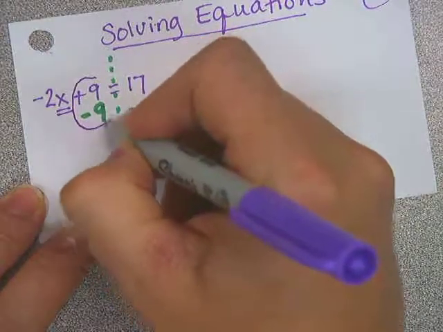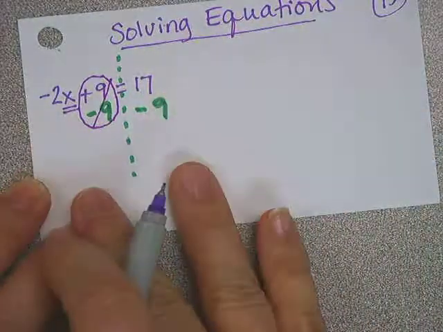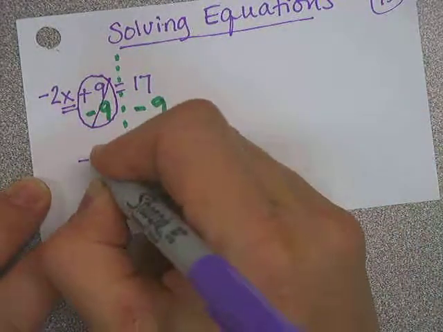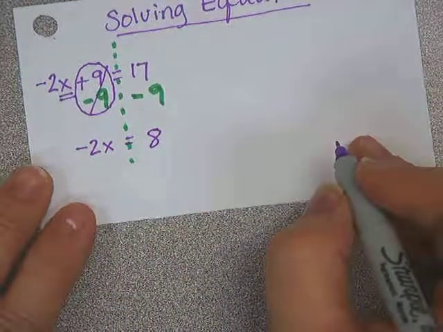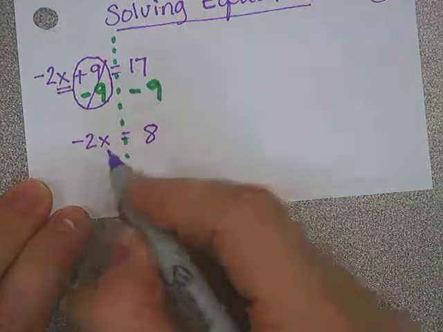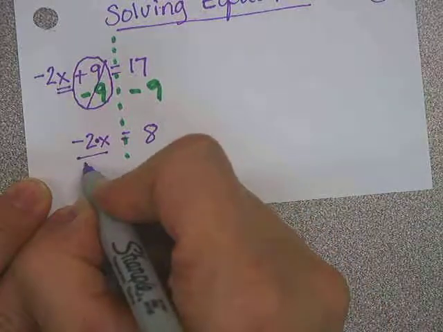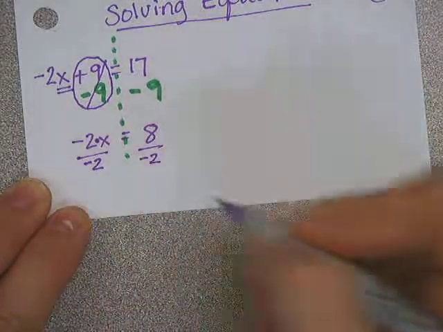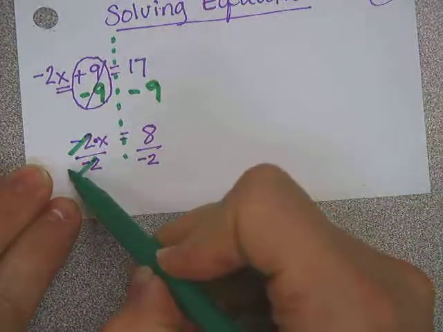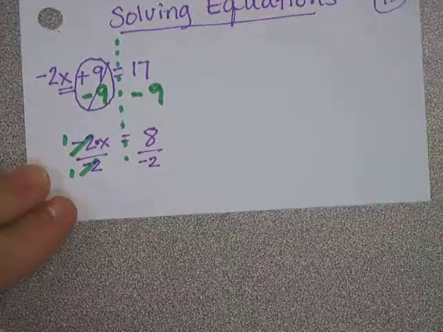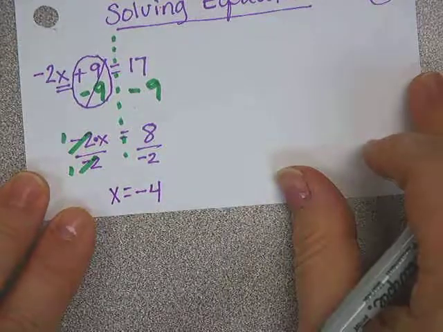Okay, we get in the habit of circling those because those zero out, and then you bring everything straight down. So on the left, you're left with negative 2x. And 17 minus 9 is 8. The next step to get x by itself is we have to get rid of multiplying by negative 2. So to get rid of multiplying by negative 2, we divide by negative 2. What we do to one side, we do to the other. Notice that negative 2 divided by negative 2, those cancel out to be 1. And we're left with 1x equals negative 4. Okay.